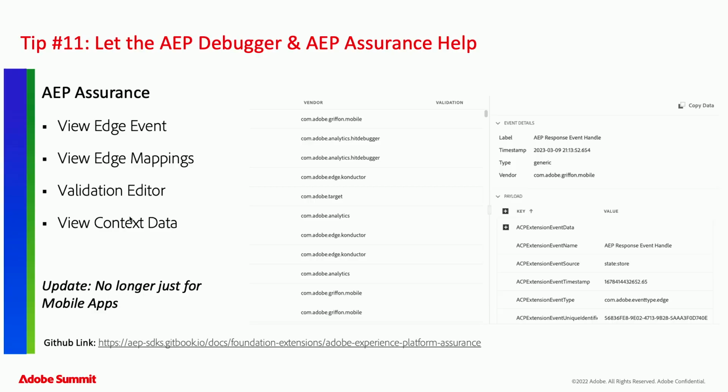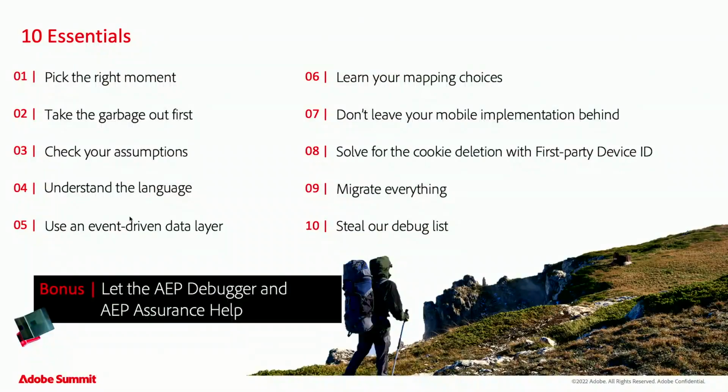And that kind of brings us to the end. Just to recap really quickly, 10 essentials. Pick the right moment. Make sure you take out the garbage. Check your assumptions. Understand the language. Please use an event-driven data layer if you can. Learn all the mapping choices that you have. Don't leave your mobile implementation behind. Use FPID, the first-party device ID, to solve for Safari cookie deletion. And then when you're ready to migrate everything, steal our debug list, which is provided.